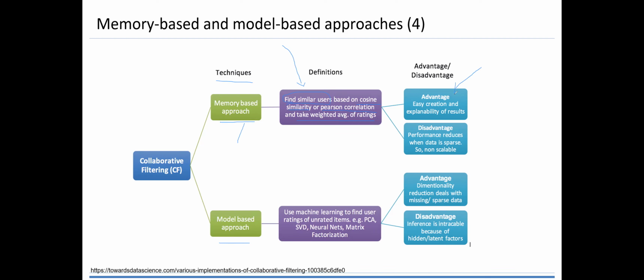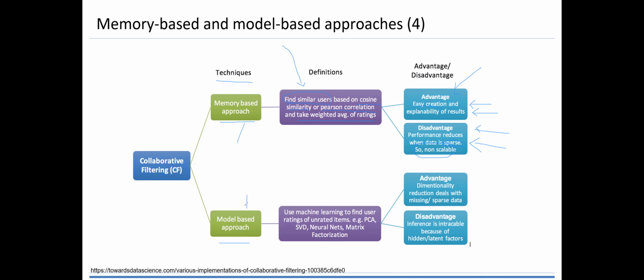The advantage of this one is easy creation, and it is easy to explain the results. However, the disadvantages, as you may know, are that the data can be sparse. So do you still remember what is sparse? Yes, that's correct. There are many nulls. There are many blank data, or many not available ratings, right? So it is non-scalable. So you need to replace the missing values. You need to replace the nulls with some techniques.